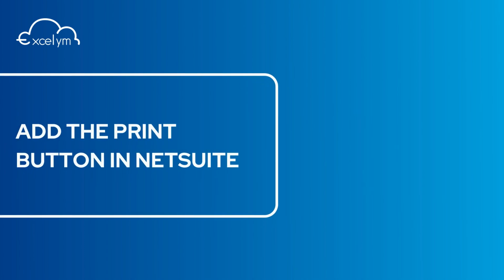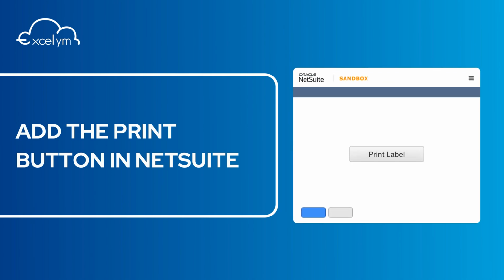Third and last step, add the print button in NetSuite. We'll use another NetSuite script to create a button on a form or record in NetSuite for printing labels. Ensure that NetSuite is configured to connect to the Zebra printer. Once this step is completed, you can now print your labels from NetSuite using your Zebra printer.